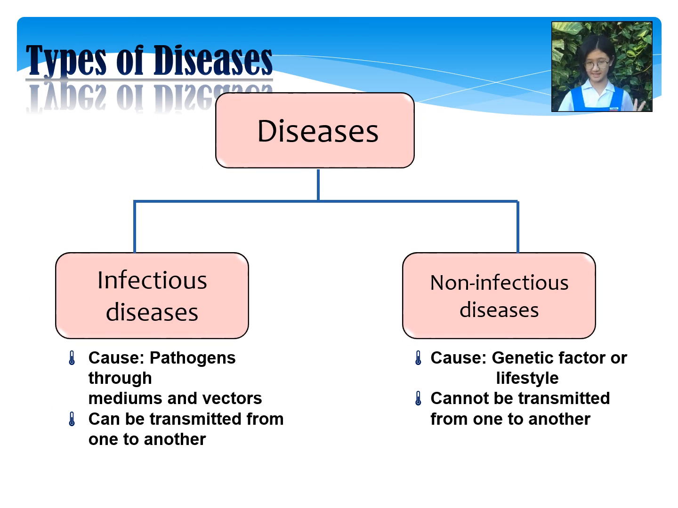There are two types of diseases. One is infectious diseases and one is non-infectious diseases. Simply, infectious diseases can be transmitted, while non-infectious diseases cannot be transmitted. So if I stand near or contact with an infected person, I will also get infected. This is what we call transmission. Now, the cause of infectious diseases are pathogens, mediums, and factors, while non-infectious diseases are caused by genetic, lifestyle, and factors.